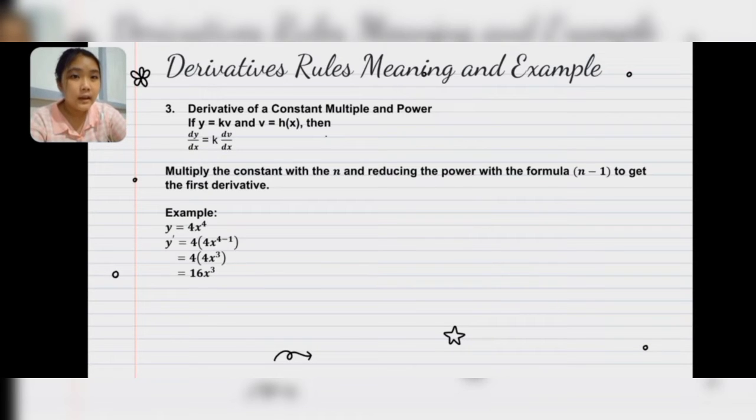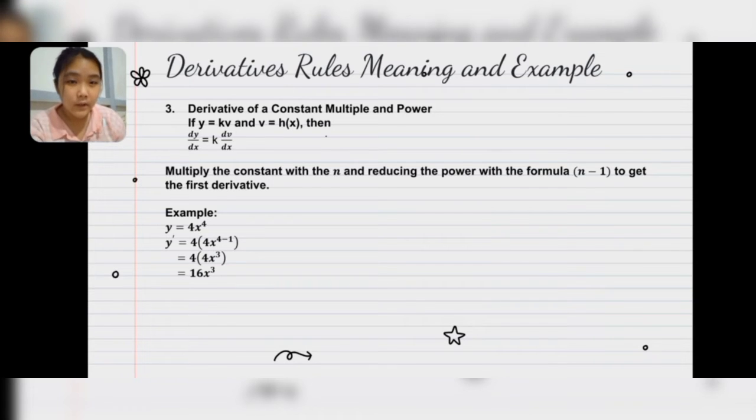Okay, and then number 3, derivative of a constant multiple and power. If y equals kv and v equals h of x, then dy per dx equals k dv per dx. It means multiply the constant with the n and reduce the power with the formula n minus 1 to get the first derivative. Example that I made, y equals 4x to the 4th power.